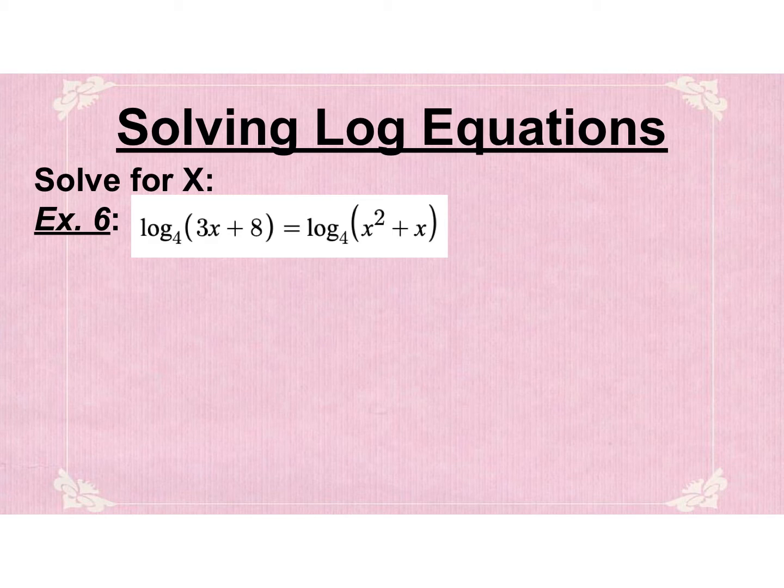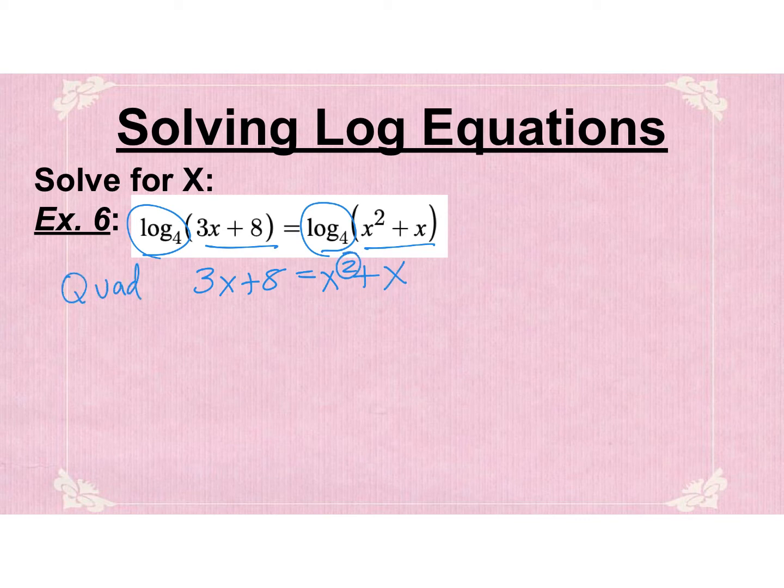Well, let's try this one. I have log base 4, so I'm going to set my parentheses equal to each other. And let's see what happens with this one. We have 3x plus 8 equals x squared plus x. I notice this is an x squared, so we're back to quadratics. So when we have quadratics, we have to solve them. So I'm going to set them equal to 0. So I'm going to subtract all this stuff over. So I'm going to have x squared minus 2x minus 8.